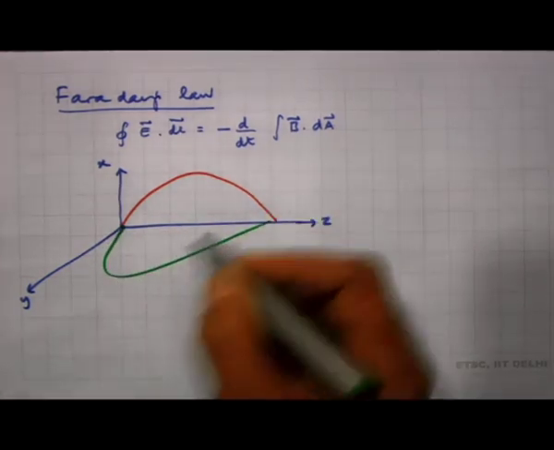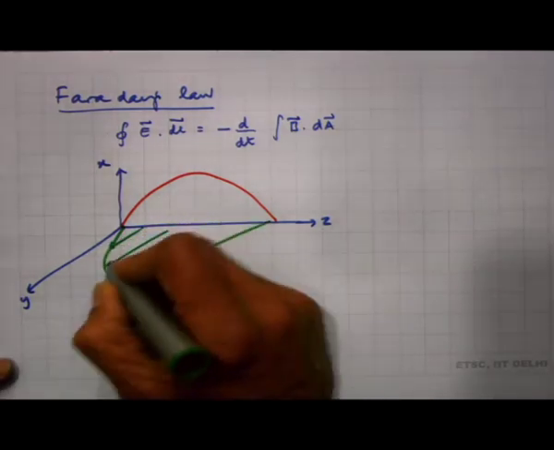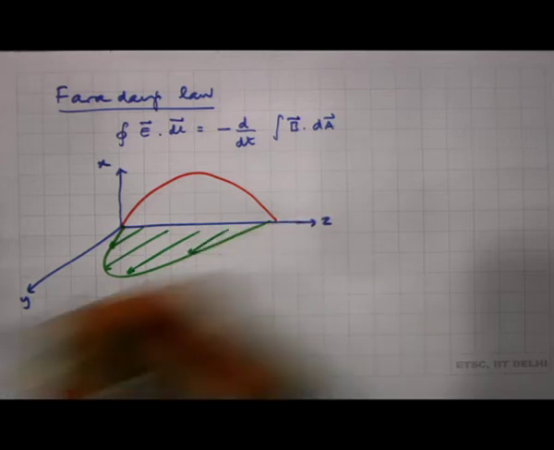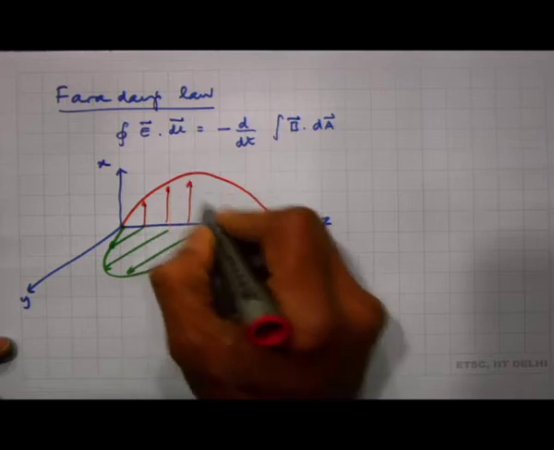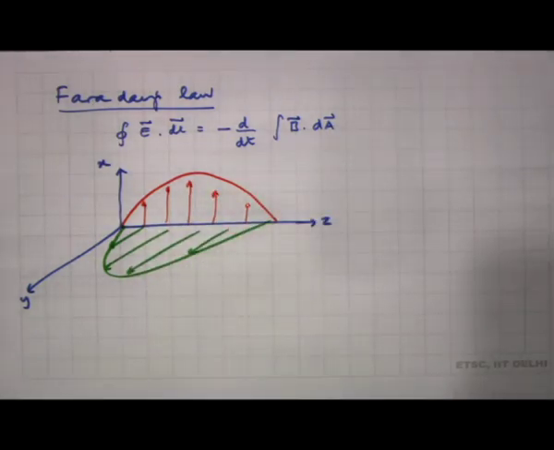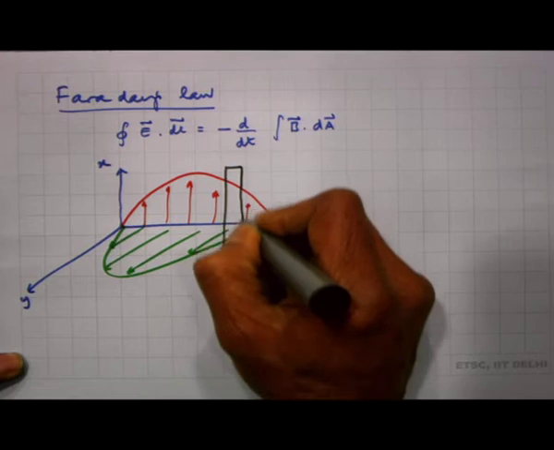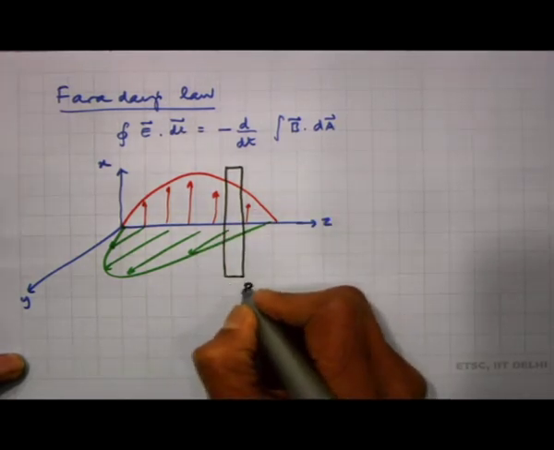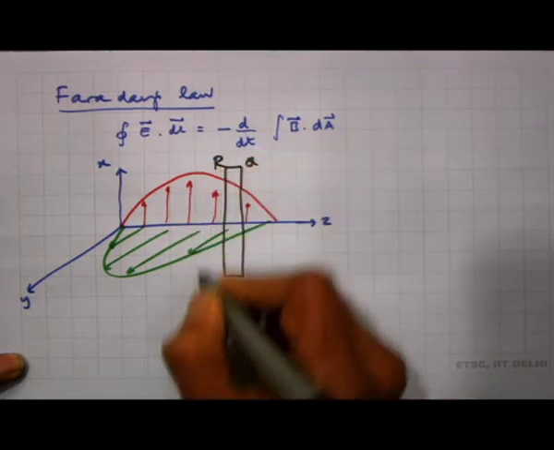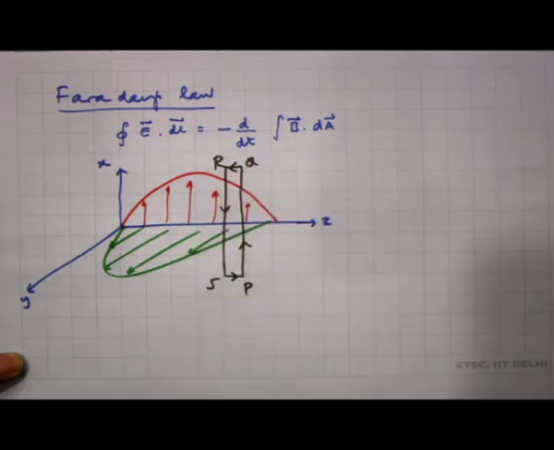I am just looking at a part of the wave, and let me draw again here. The magnetic field lines are pointing like this at this instant of time, and the electric field lines are pointing upwards at this instant of time. Okay. Now, what I want to do is the following. I want to consider a loop here, which I call P, Q, R, S, and I want to do an integration in this direction.